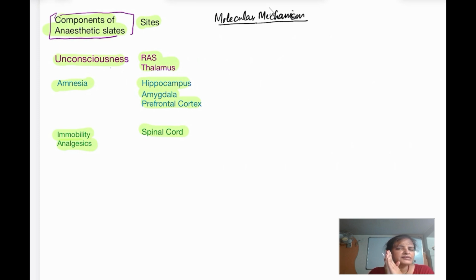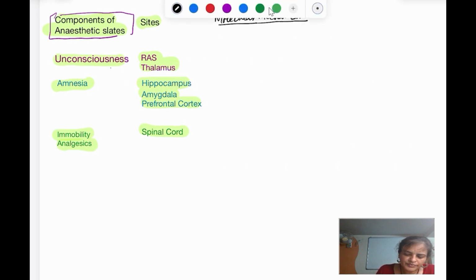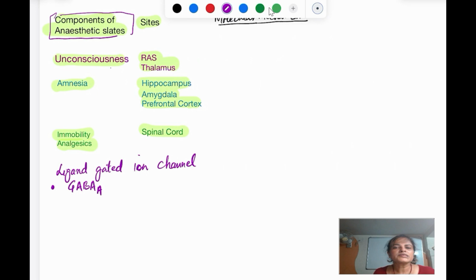So molecular mechanism भी इसके there are many, but the most important, the general anesthesia they are going to involve what? They are going to involve the ligand gated ion channel. Ligand gated ion channel, that is the main. और कौन कौन से ligand gated ion channel which are involved in its mechanism? So we have GABA A. This is going to get the chloride channel.